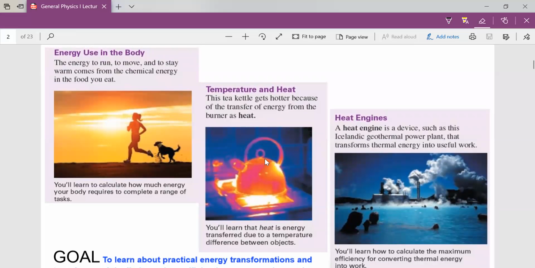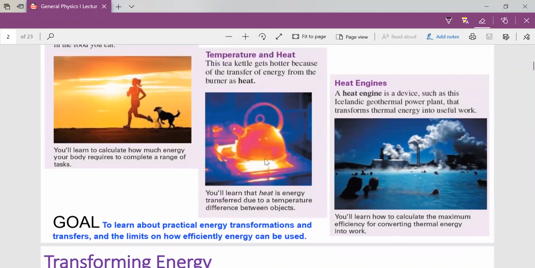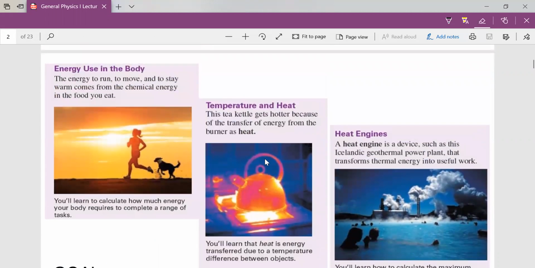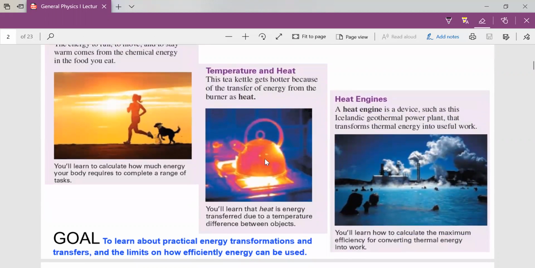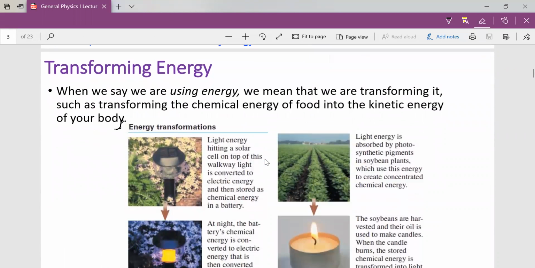And then later in the chapter, we'll look at the heat engine and how to calculate the conversion from thermal energy to work, okay? Our general goal will be to learn about practical energy transformation and transfer, and also look at the limits or limitations of the efficiency of energy systems. And we will do that with some basic simple calculations, okay? So we'll begin the discussion of using energy with the very first topic, which is transforming energy.